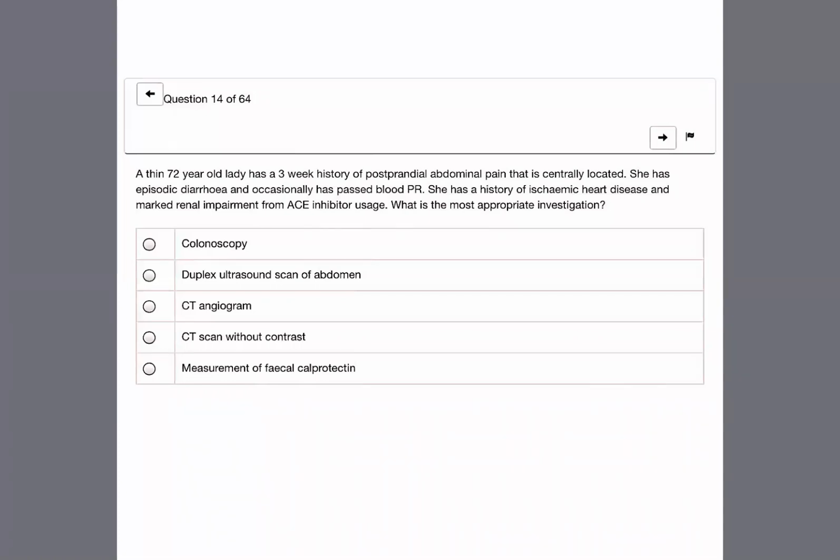Okay, anyone has a different answer? Dr. is saying CT angio. Dr. is saying A. Dr. Noran, C. Okay, why Dr. Daffer, you didn't choose CT angio? Yes, because it's a 3-week history with central diarrhea, and this may be related to ischemia of the mesenteric vein. So I choose the duplex ultrasound, but CT angio is more accurate for this.